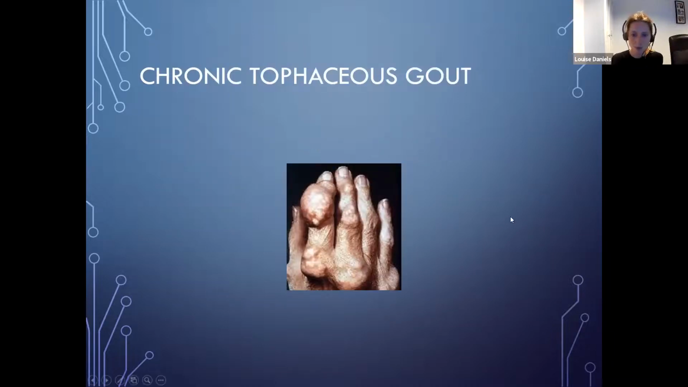So the reason we're treating these patients once the acute attack has passed is to prevent chronic arthritis or chronic tophaceous gout. So this is an example of what can happen, and I'm really sorry to say that we do still see patients presenting with hands that look like this and often worse.